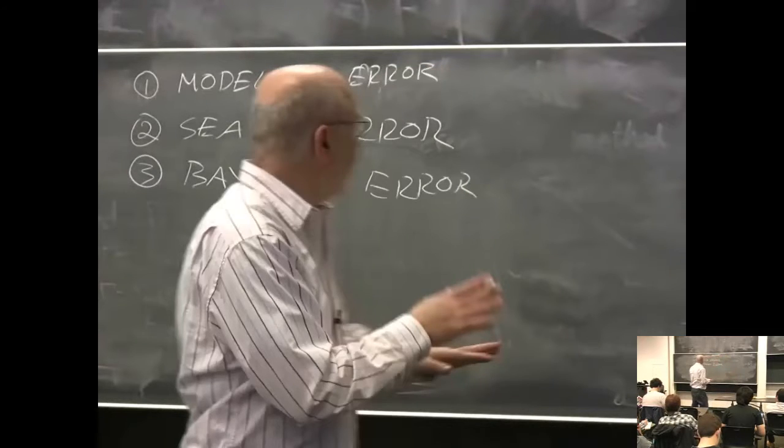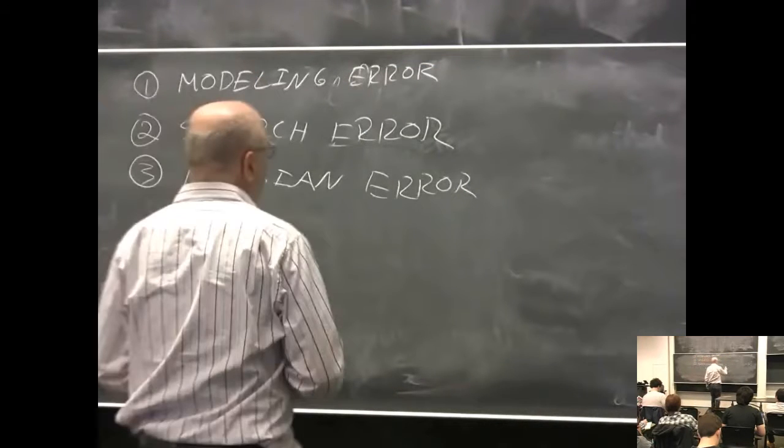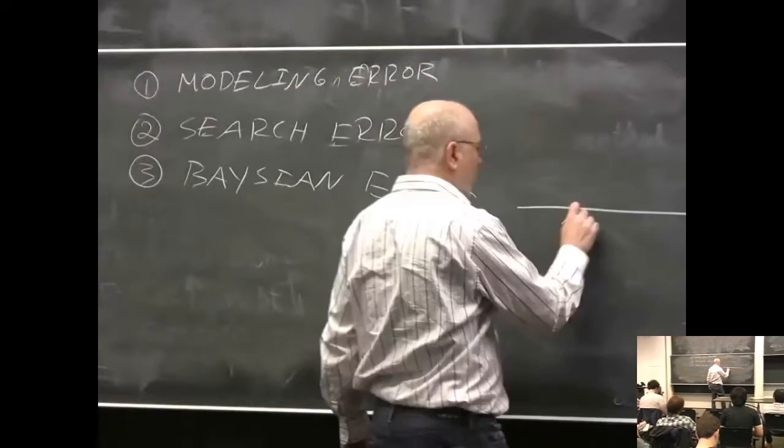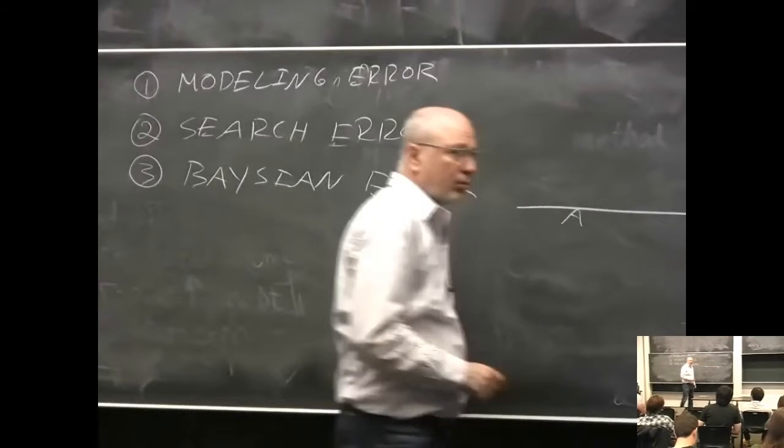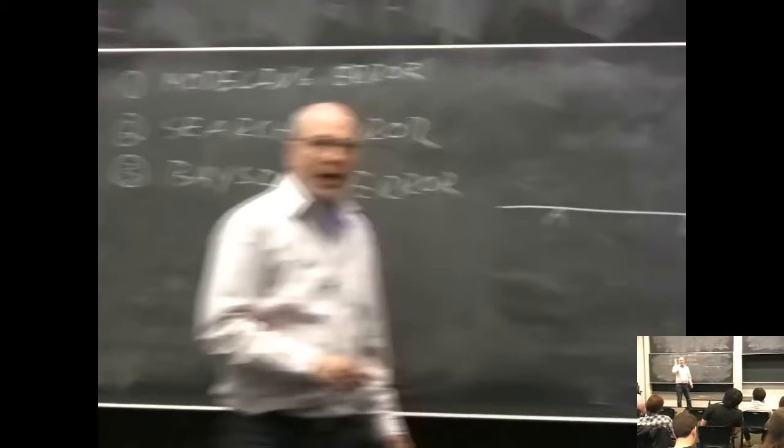So a very simple example of Bayesian error. Suppose you know that your data comes out of two sources, source A or source B. And each source is a Gaussian.